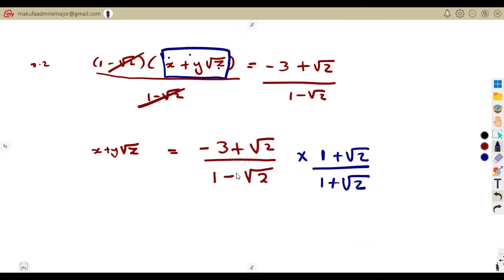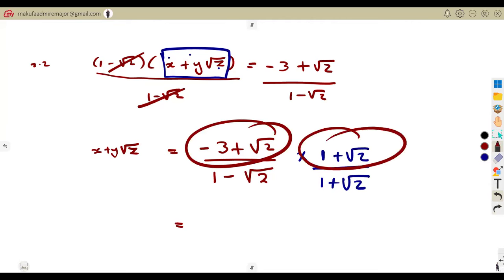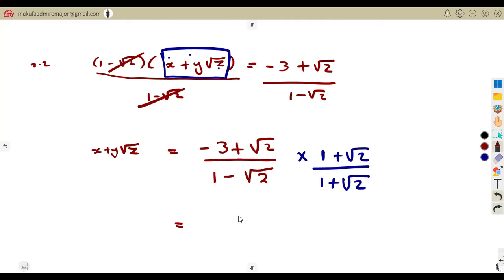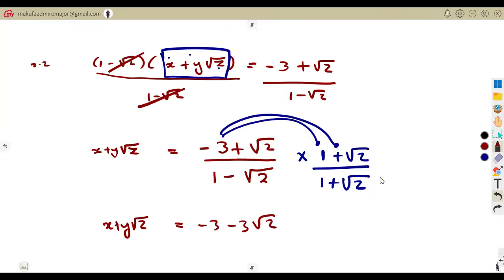All right, you introduce a negative, so this becomes a positive. So as we can see, guys, we're going to multiply the numerators together, the denominators together. So that's x plus y square root of z is equal to negative 3 multiplies a 1 there. That will be negative 3. Negative 3 times square root of 2. That's negative 3 square root of 2. Square root of 2 multiplies a 1. So that is going to be square root of 2. 1 square root of 2.